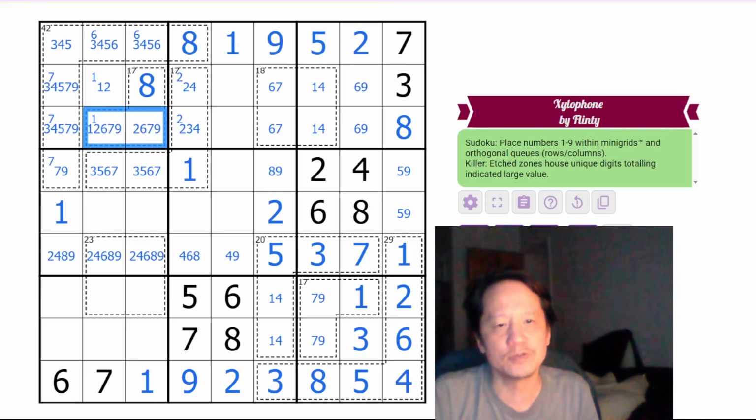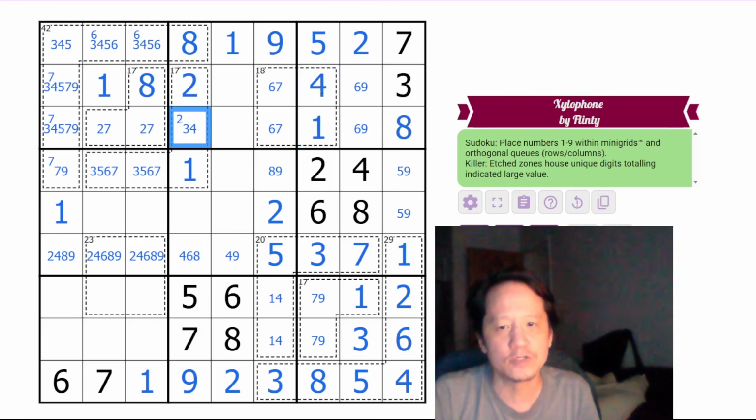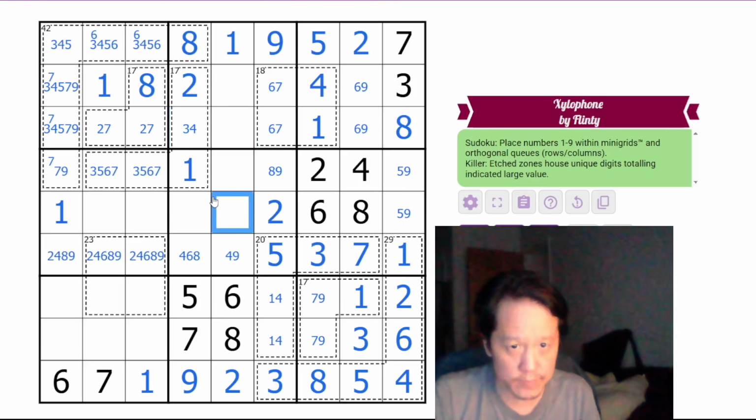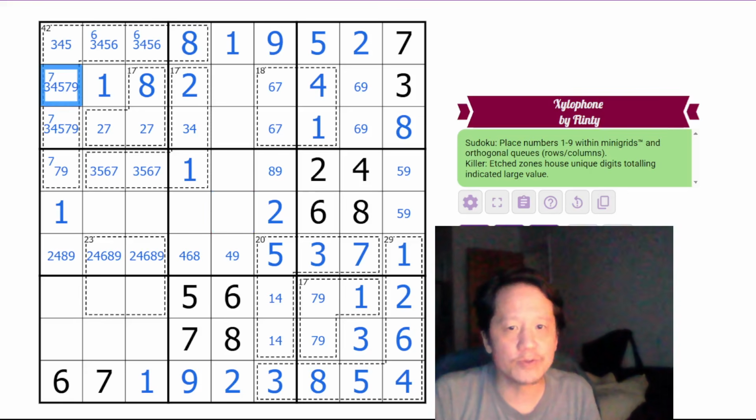So it must be 2, 7, 8 adding up to 17, which means this can't be 2, it's 1, which means it can't be 1, it's 4 and 1. 4 eliminates 4 here, so that's 2. So no 2 here. This can't be 3 or 4 because of 3 or 4 in the row. This can't be 5 because of 5 in the row.